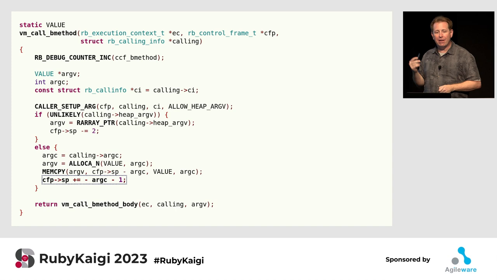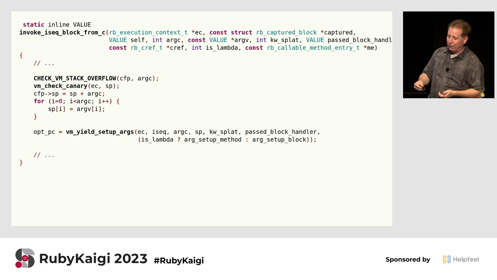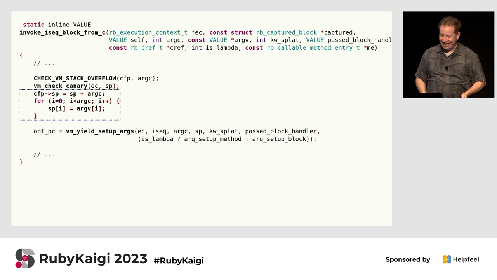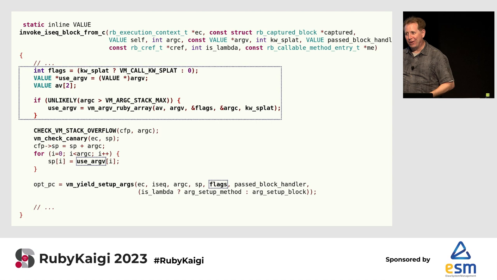And that's because we have a similar issue later in the VM. So 3 nested function calls after calling VM call B method body, the VM calls a function named invoke isec block from C, which copies all arguments to the VM stack. So first raising a system stack error if copying the arguments would overflow the stack. So I worked around this issue by using the same approach I used in caller setup arg, by creating a temporary Ruby array and copying the elements into that temporary Ruby array.